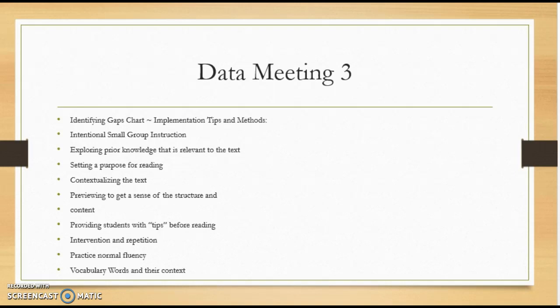Data meeting 3. This is when we identified the learning gaps and completed the charts, and this was our implementation tips and methods. We decided that intentional small group instruction, exploring prior knowledge that is relevant to the text, setting purposes for reading, contextualizing the text, previewing the text to get a sense of the structure and content, providing the students with tips before reading, intervention and repetition, practicing normal fluency, and practicing vocabulary words and identifying their context would help the students.